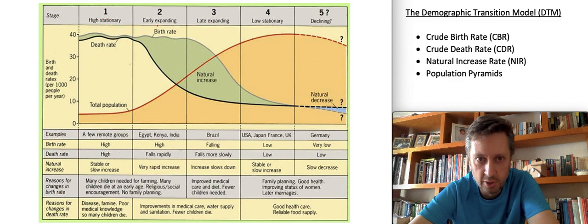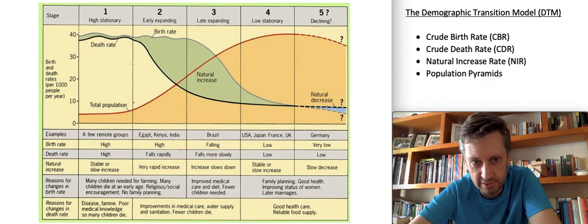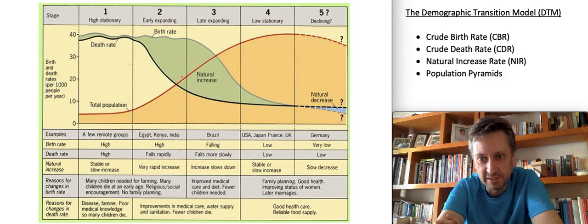That's stage 1. When we move to stage 2, the birth rate is still very high, but the death rate is decreasing. And there's quite a big difference as you move through stage 2 between the birth rate and the death rate. Because of that difference, the natural increase rate is going up, and therefore the population is expanding, population is growing.